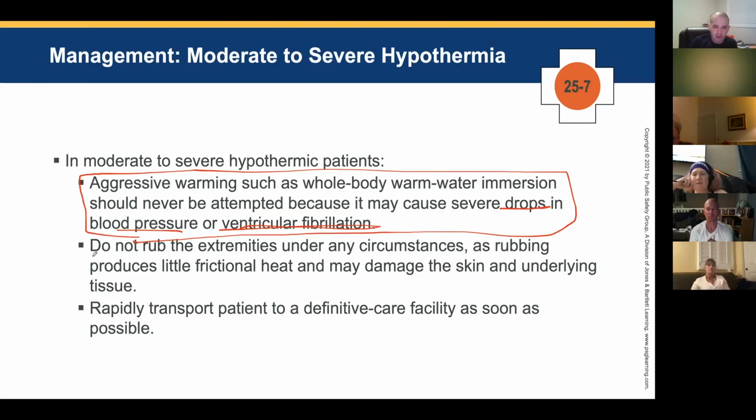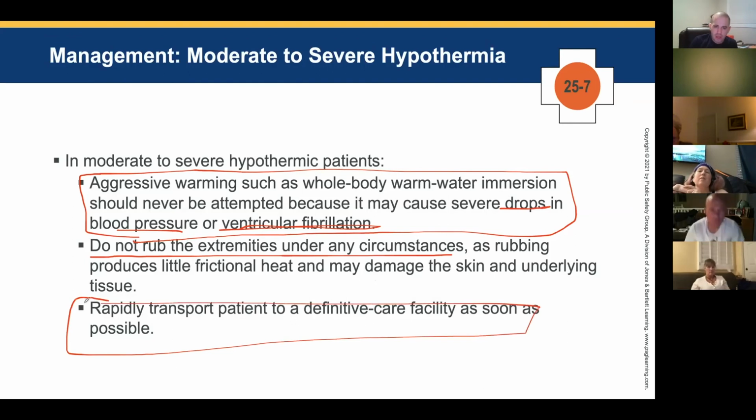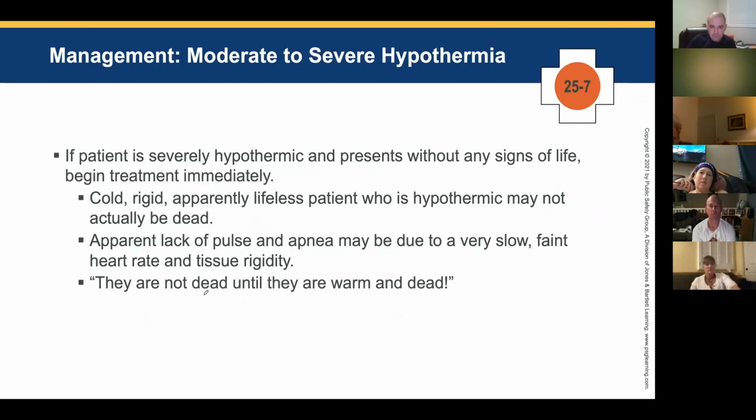A very common thing you might hear people talking about is rubbing the extremities, but it's recommended not to rub them, as this produces very little heat and may actually damage the skin underneath. So ideally, we want to rapidly transport a patient to a definitive care facility as quickly as possible.